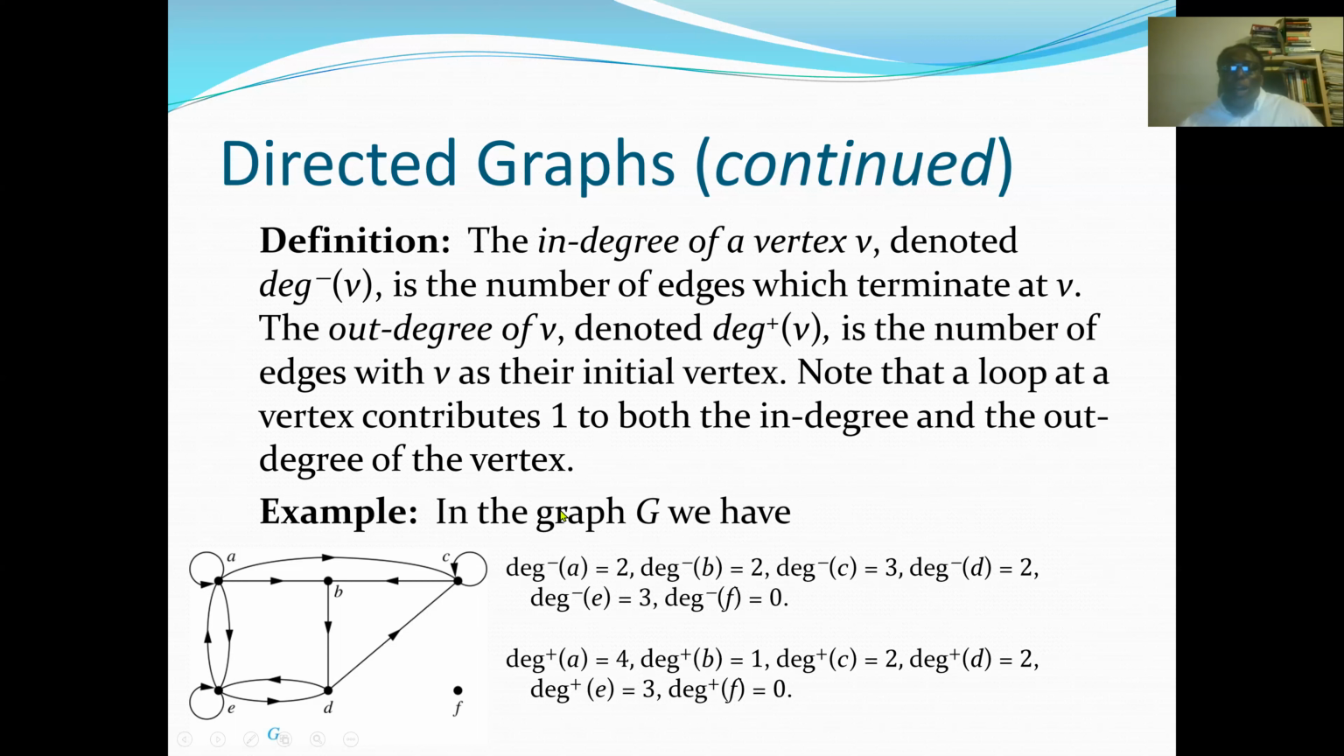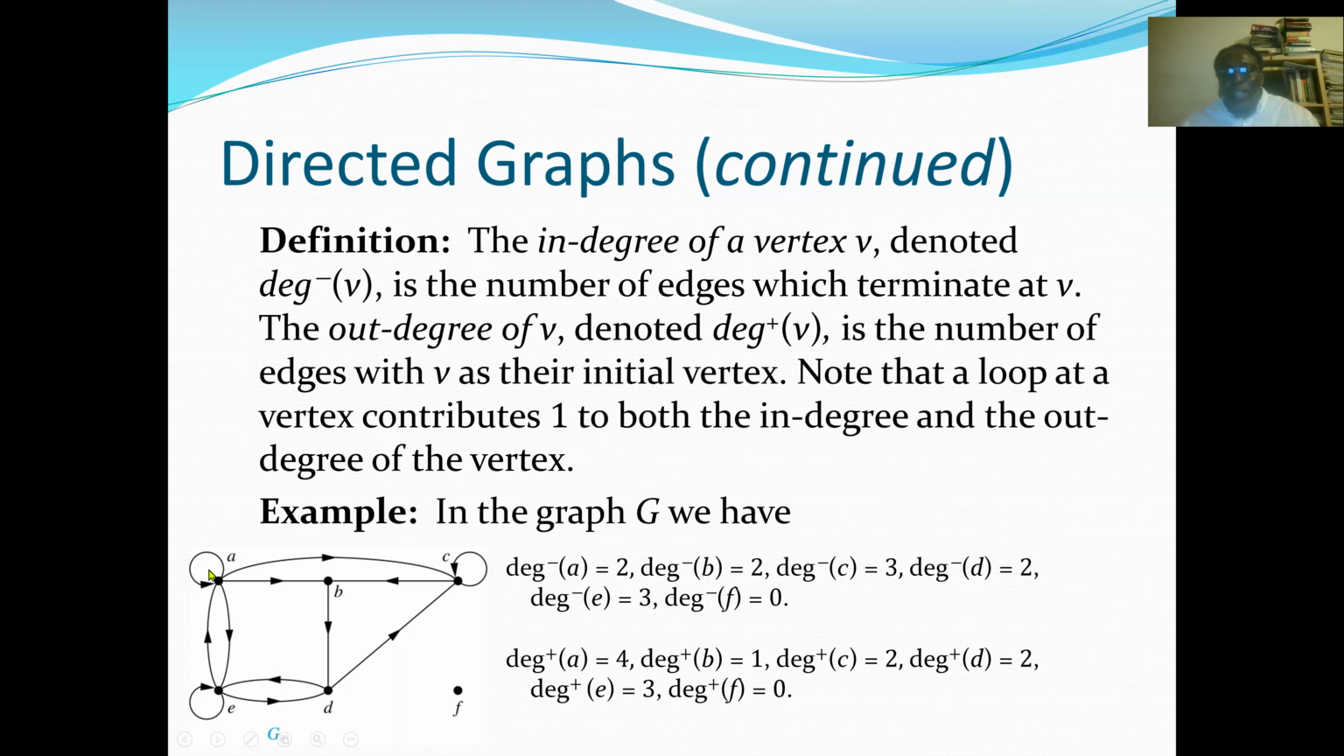Note that a loop at a vertex contributes one to both the in degree and the out degree. Here we want to know the in degree of A. Looking at A, the loop is 1, and the edge from E to A is also 1, so I have 2. The out degree for A will be from A to C, from A to B, from A to E, and also the loop. So the out degree for A is 4.